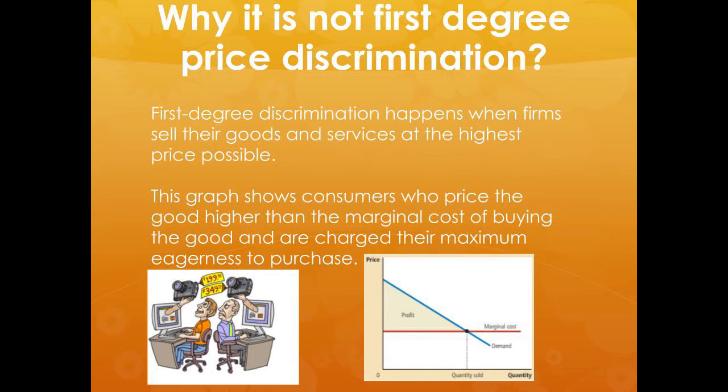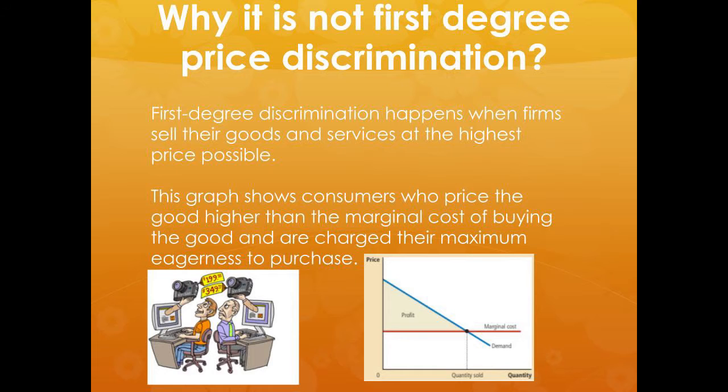Moving on, the reason that it is not first-degree price discrimination is because first-degree price discrimination is when the monopoly seller of a good or service knows the absolute maximum price that every consumer is willing to pay and can charge each customer that exact amount. This allows the seller to obtain the highest revenue possible.